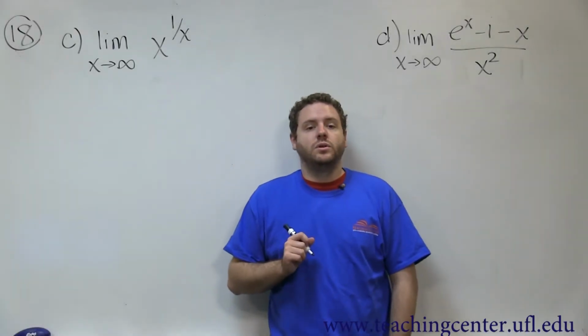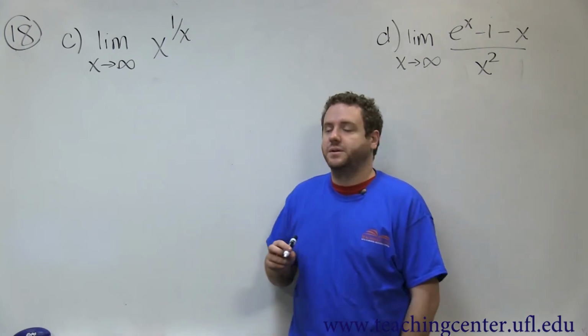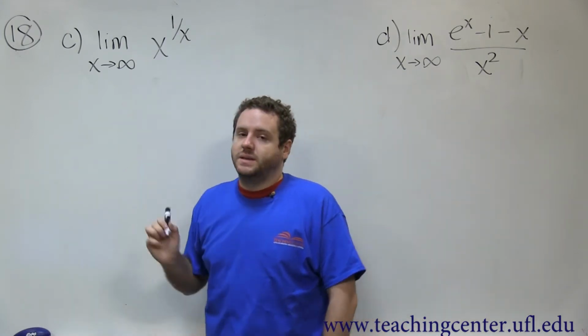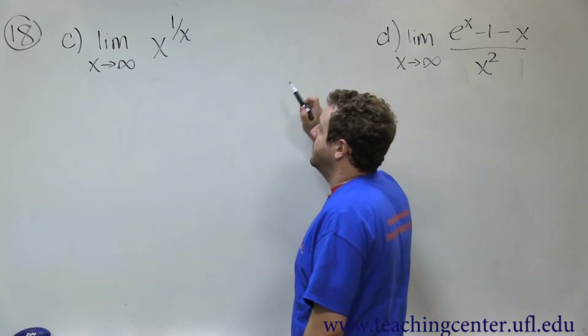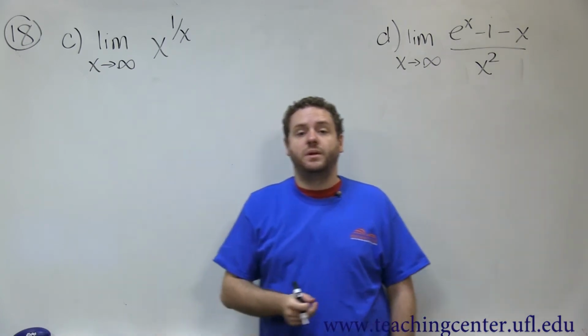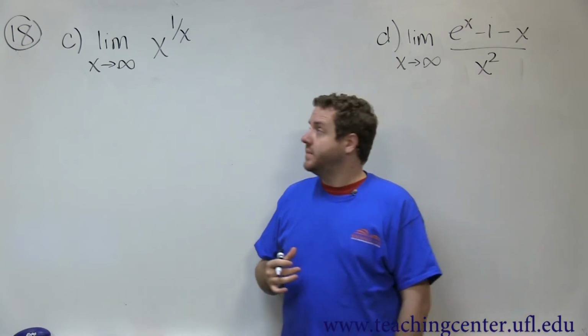Okay, so we have two more limit problems here. First one we have is an exponent. We're taking the limit as x goes to infinity of x to the 1 over x power. So first let's determine, is this indeterminate?